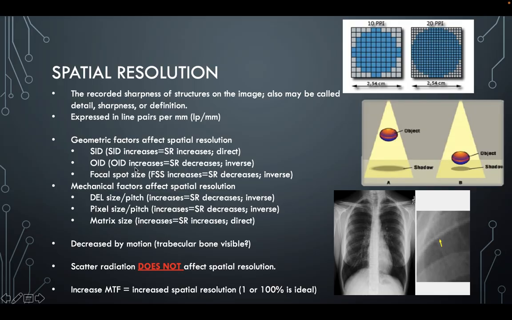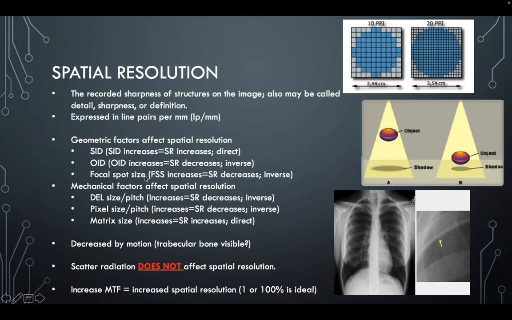OID, so object to image distance. As OID increases, we're increasing magnification. Look at how different the shadow is from my actual object. So my spatial resolution here is going to decrease. This is going to be an inverse reaction.